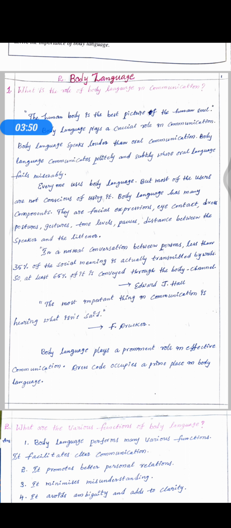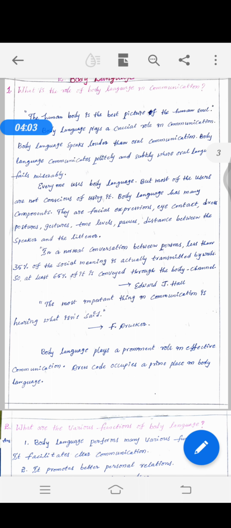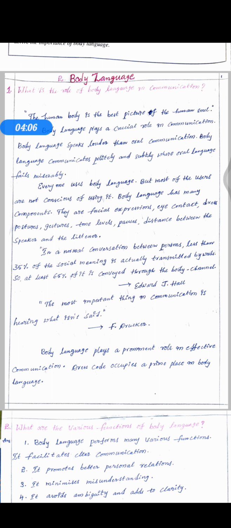They are facial expressions, feelings, forehead movements, chest movements, and eye contact, the most important part. And dress, postures, gestures, tone levels, pauses, and the distance between the speaker and the listener. All these things play a role in body language in communication.